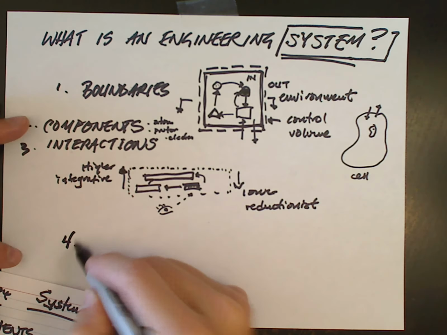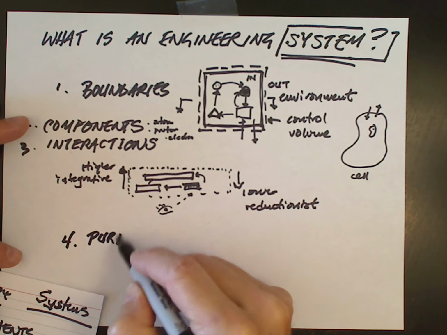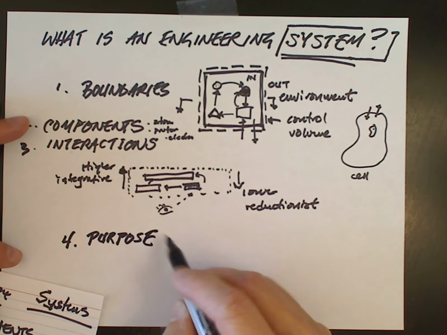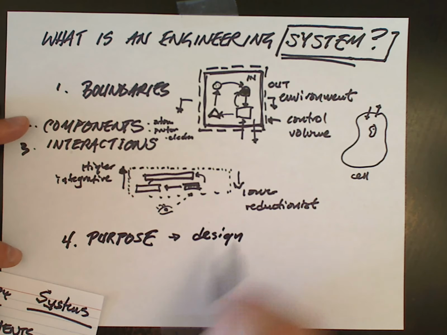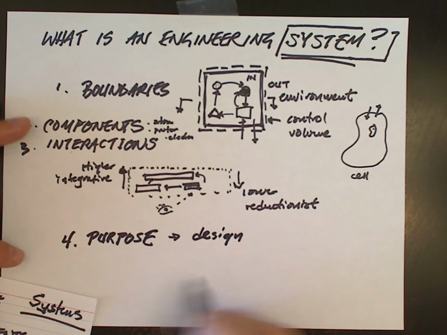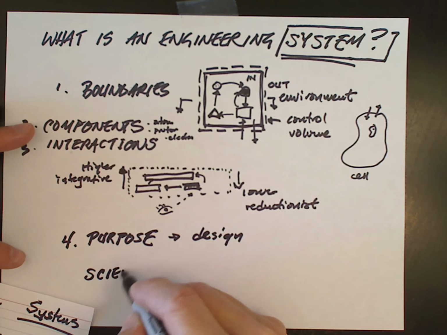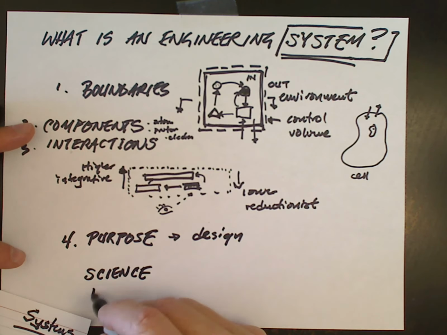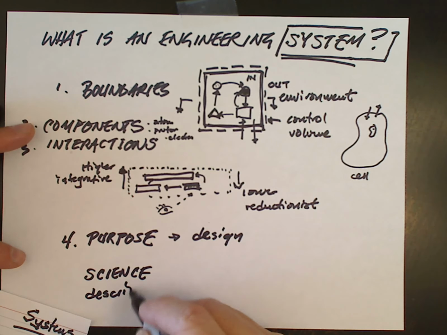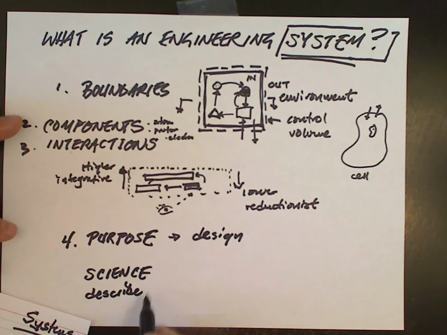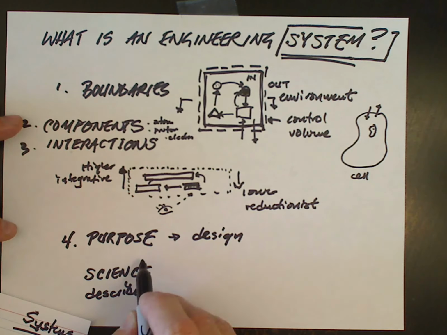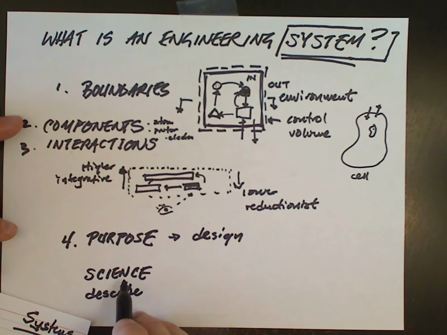But in engineering, there's a fourth thing that is very important. A system must have a purpose, and that's because engineering is a design discipline. Science is a descriptive discipline. It's meant to describe the way the world works, and often to build mathematical models of the world that highlight those features we're most interested in and allow us to make predictions about the way the world works and then test those predictions in experiment.